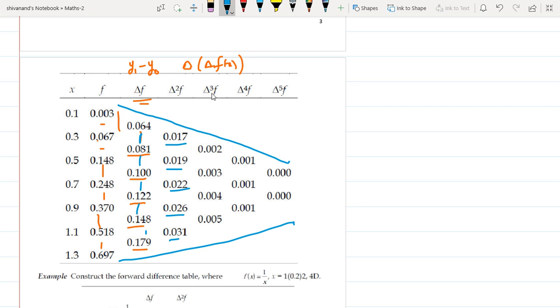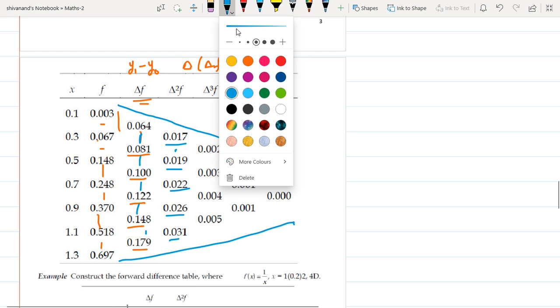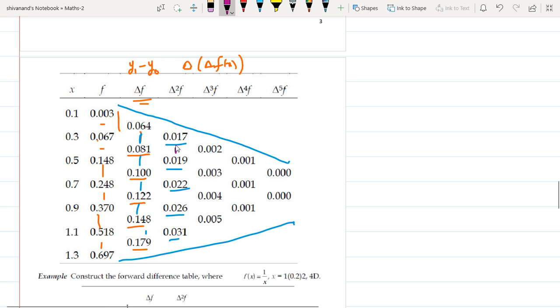So when you take the third order delta, the difference between these two is 0.002, and these two is 0.003, and these two is 0.004. The difference between these two is 0.005. So when you take this difference, this is going to be 0.001. This difference is 0.001, this difference is 0.001, and ultimately you get 0.